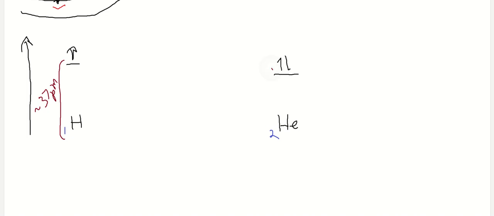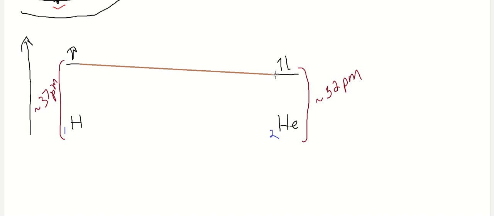So it turns out helium has an atomic radius of about 32 picometers. So the trend here is, as you go to the right, atoms get smaller.